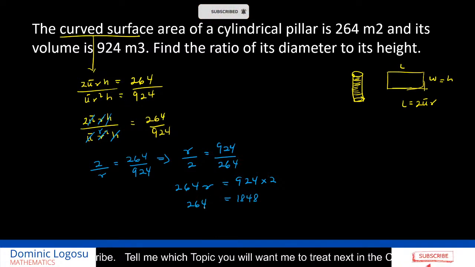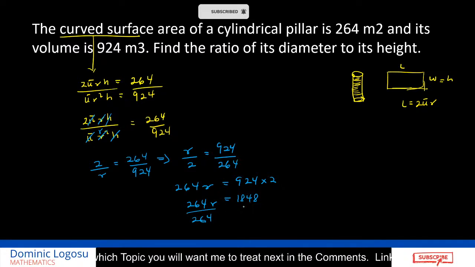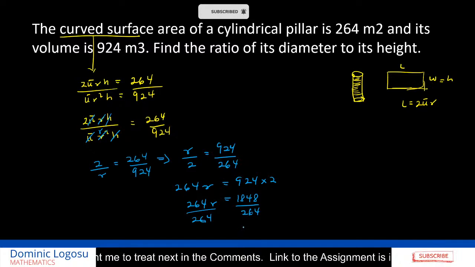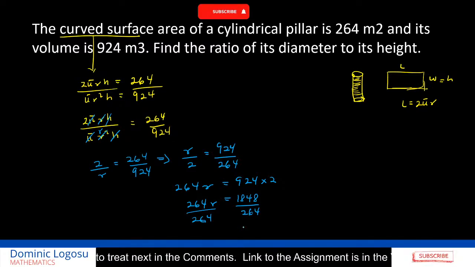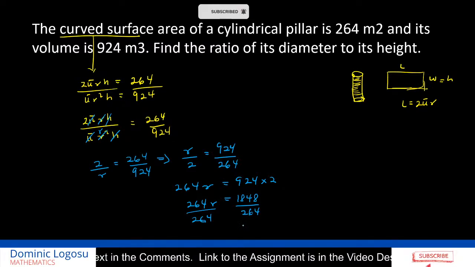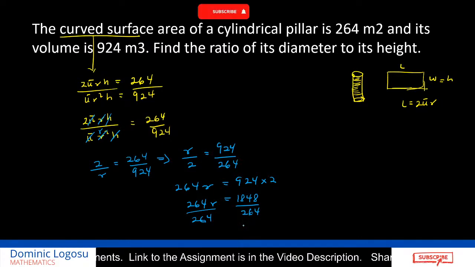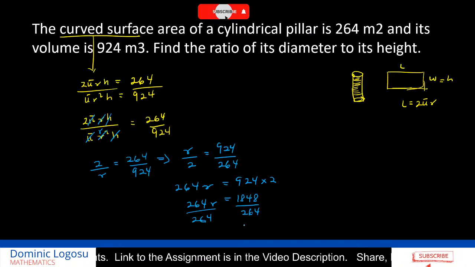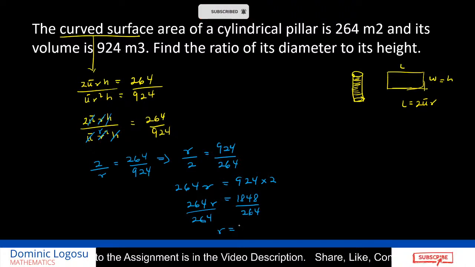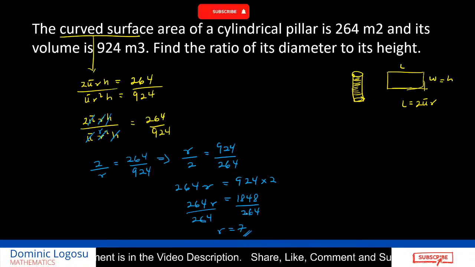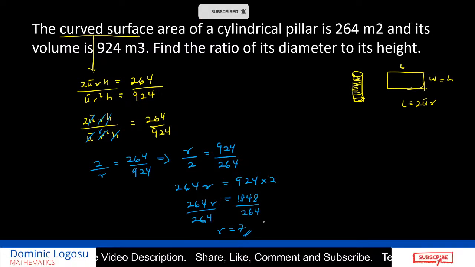So 264r, we'll divide both sides by 264. What do you think will be the answer? So r should be equal to 7, I think. Yeah, r should be equal to 7.